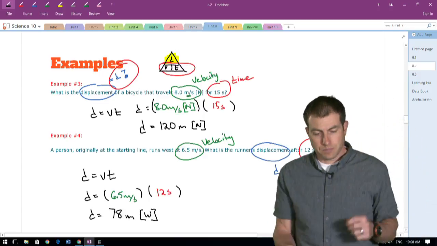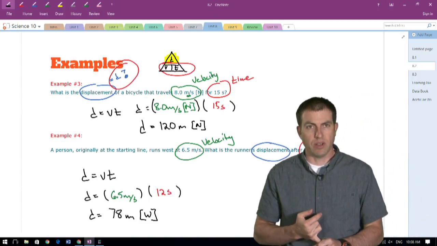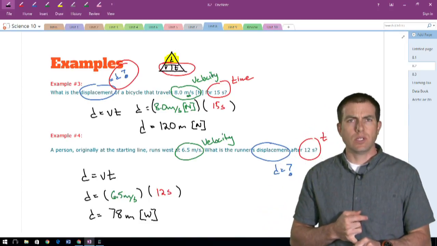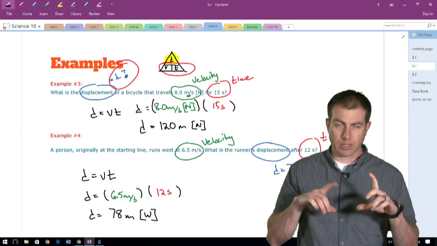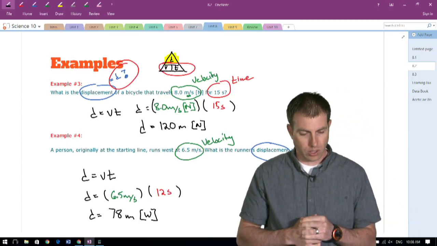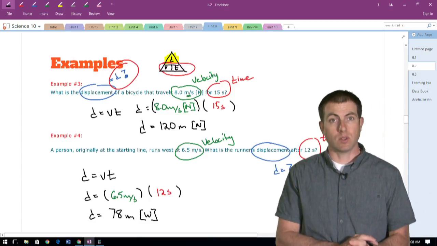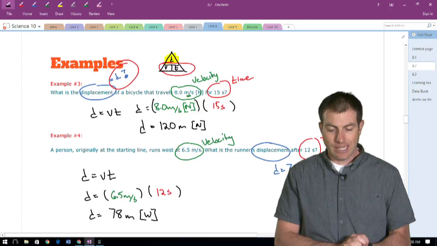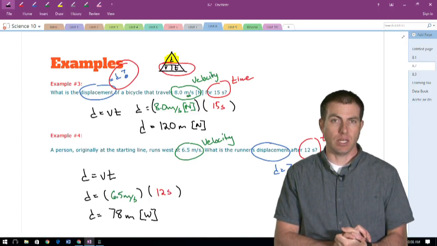All right. So in the question, I identified the velocity was 6.5 meters per second. It also included direction with that. It says west. It didn't give it in square brackets, but it says in the question west. So there you go, 6.5 meters per second west. What is the displacement? That's what we're trying to find. That's the d. And then it says after 12 seconds. So that's the time it would take.